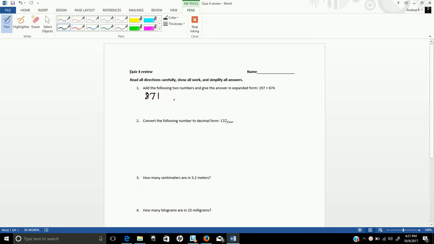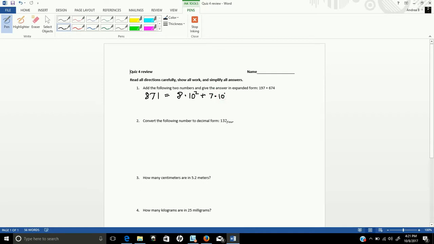But then to write it in expanded form, remember, means we have to separate it based on those place values and write it out with those powers of 10. So here, for instance, we'd write that as 8 times 10 to the second power, because it's in the hundreds place, and 10 to the second power equals 100. And then 7 times 10 to the first.